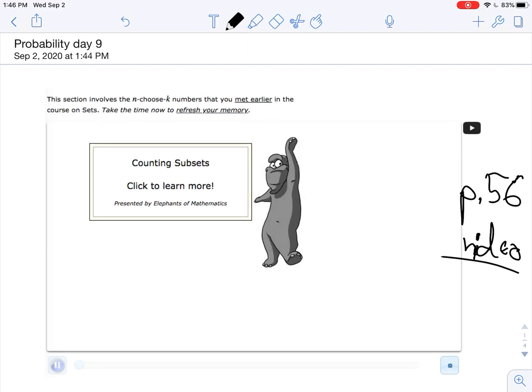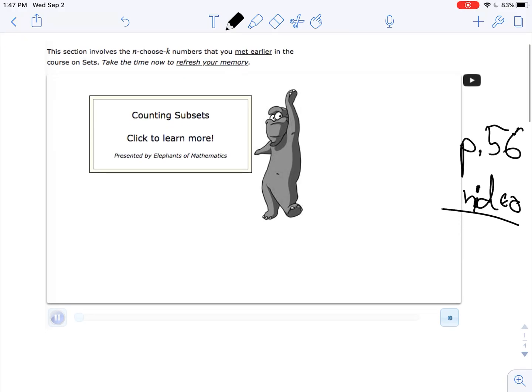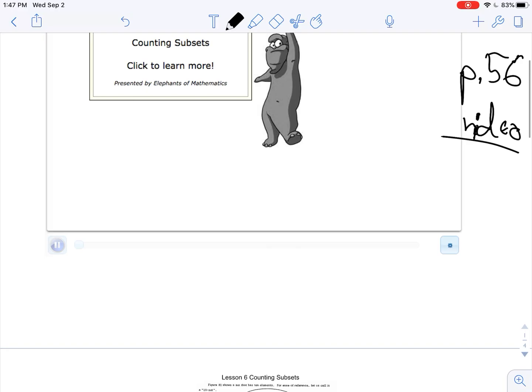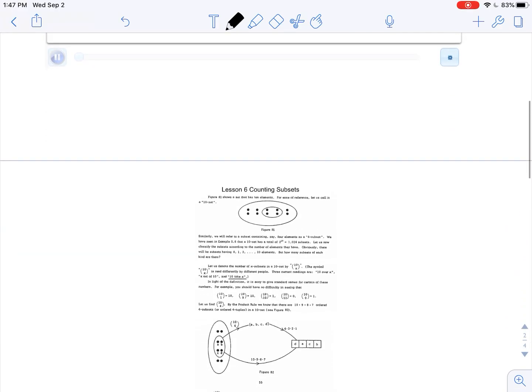Today I want to talk about how we can count subsets and do it arithmetically, as opposed to trying to actually arrange things the way we've done recently. There's a video on page 56 that I would encourage you to watch when you're done watching this screencast.